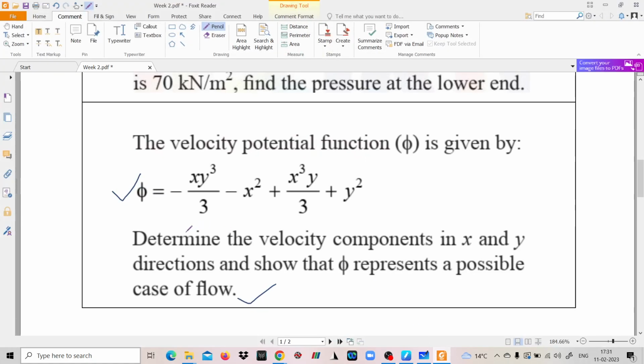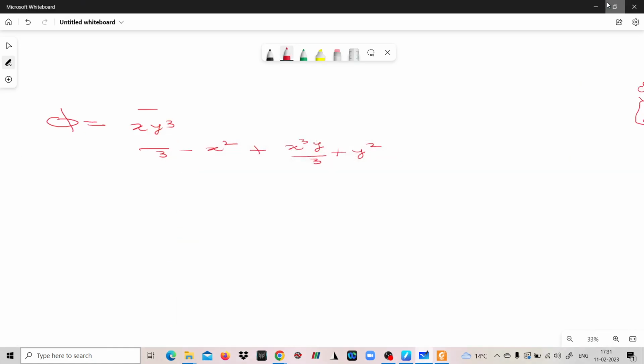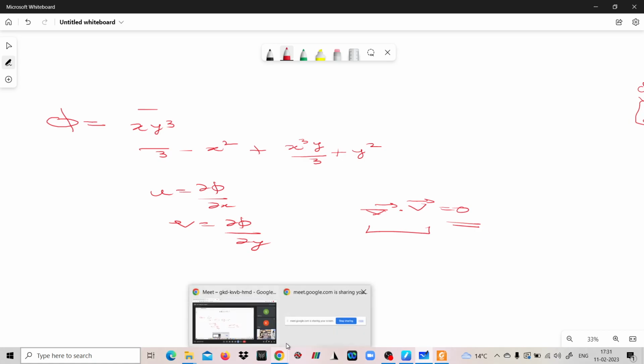Now you have to determine the velocity components along x and y direction. So u is equal to del phi by del x and v is equal to del phi by del y. Then for this u and v, you check the continuity equation, that is whether the divergence of v is equal to 0 or not. If it is 0, then it represents a possible case of flow. If it doesn't, then it does not represent a possible case of flow. So please try this problem. Maybe you can take 5-6 minutes and then we'll discuss the answer.